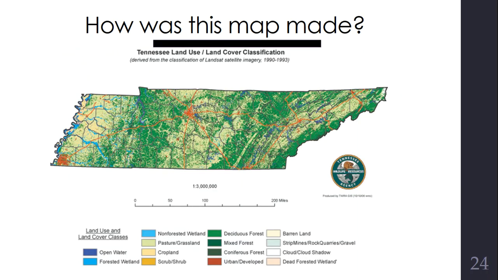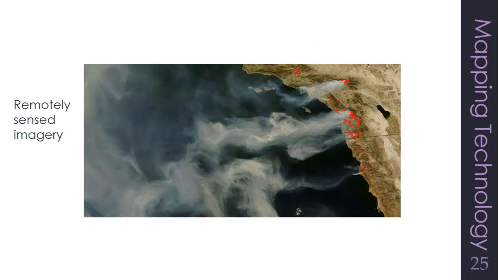The last two things we're going to talk about are different types of mapping technology. And after this, you're going to watch one more short video and then move on to your country journal. But we want to think about, here's a map of land use and land cover in the state of Tennessee. We want to think about, how is this map made? Like, how do we know that these areas are deciduous forest and these are non-forested wetlands? And so it used to be that we would have to go out and survey all these areas and try to make a map. But now we're able to use satellites and something called remote sensed imagery.